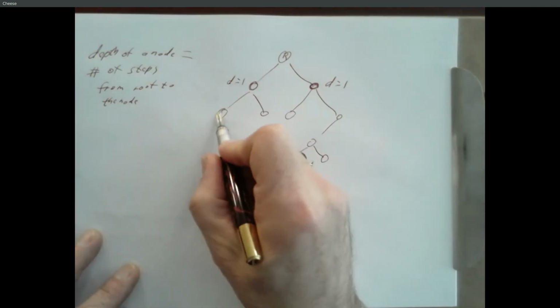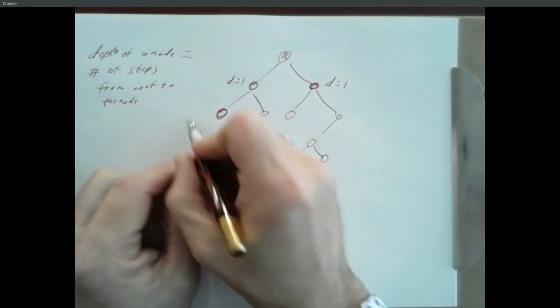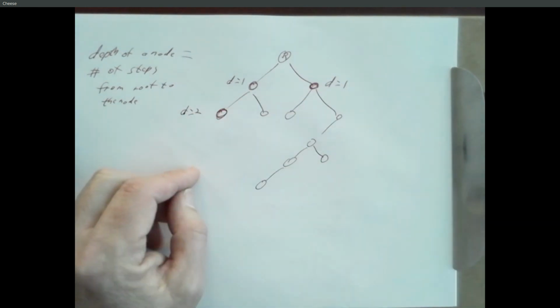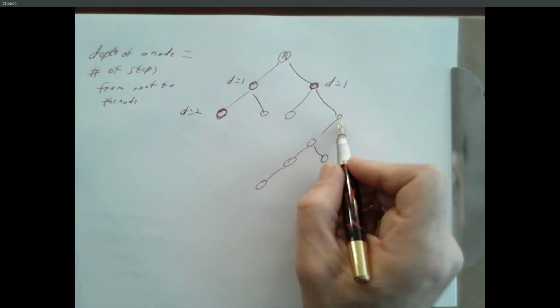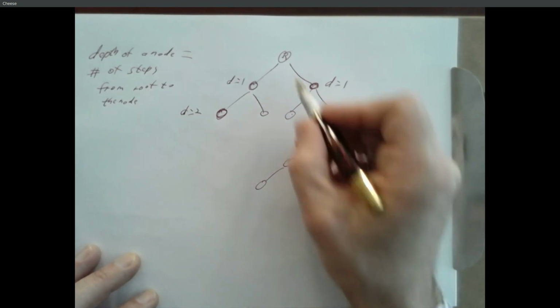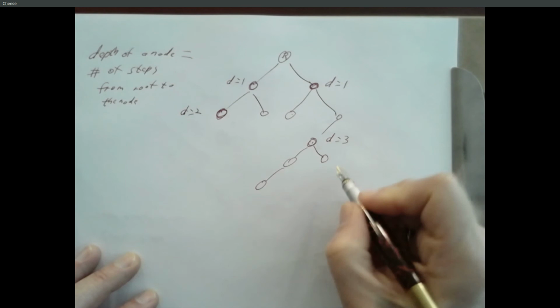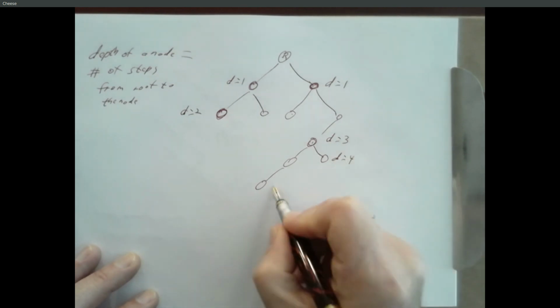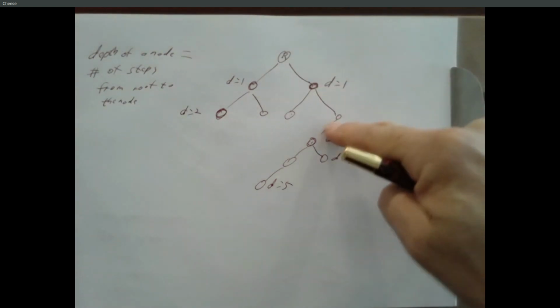But to get to this node down here, this leaf node, we have to go through 1, 2 steps, so this has a depth of 2. And guess what? The way I've drawn this, every node at this depth is going to have a depth of 2. But this node right here, you have to go through 1, 2, 3. That has a depth of 3. These have a depth of 4. This has a depth of 5. Sorry, yeah. All right, so 1, 2, 3, 4, 5.